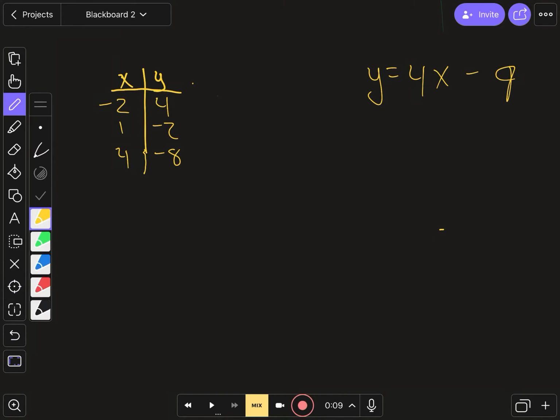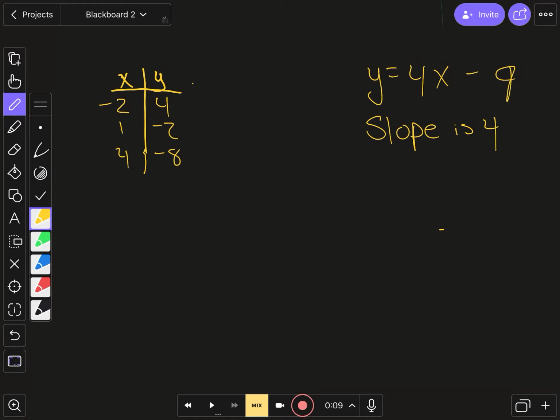So on this one, the slope is 4. Again, when it's solved for y, the number that's in front of your x is your slope. And when you have a problem that's asking about rates, it's talking about slope. So the slope on that one is 4.